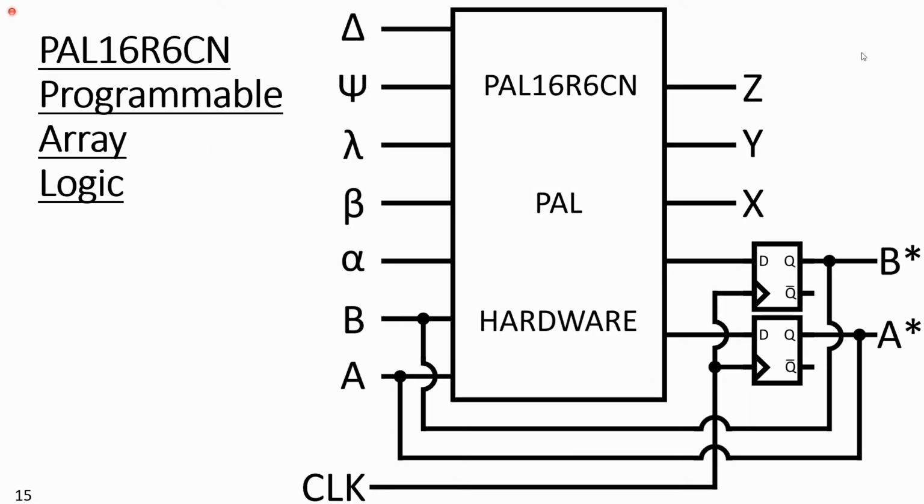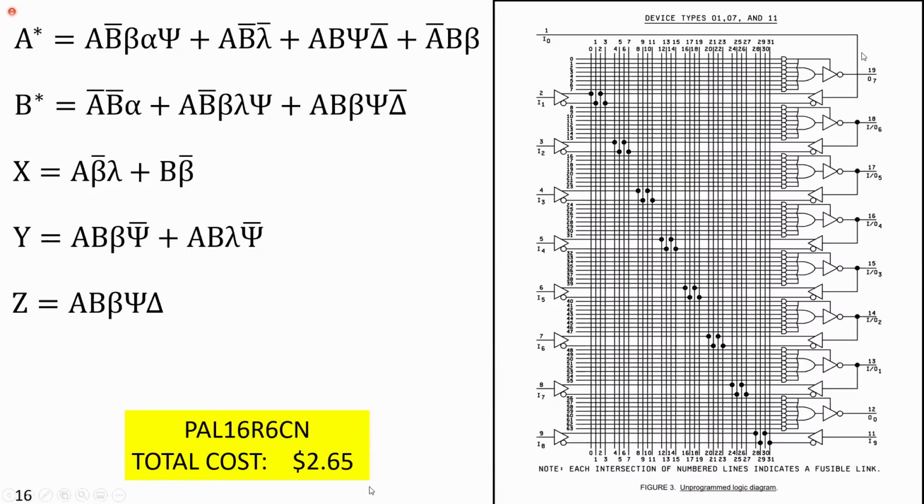And finally, I decided to try PAL. So inside of the device that I went with, the PAL16R6CN, this is what it looks like inside. It's very simple to implement because all I have to use is the simplified Boolean algebra that I had done previously. And each unit only costs $2.65 per PAL.